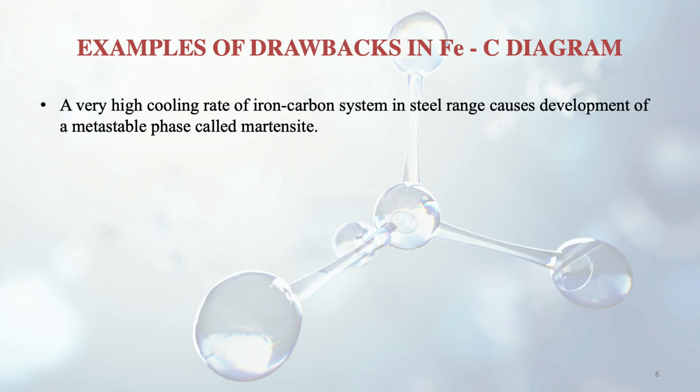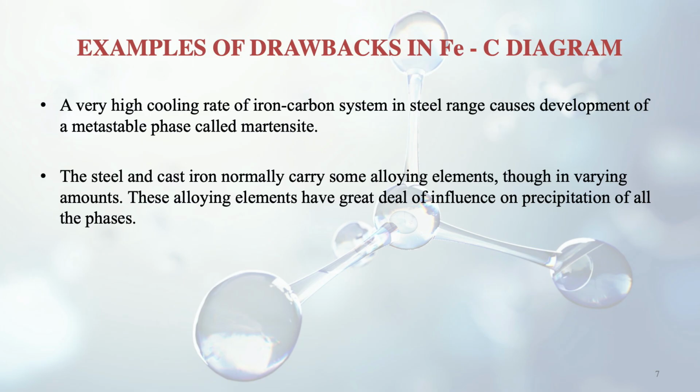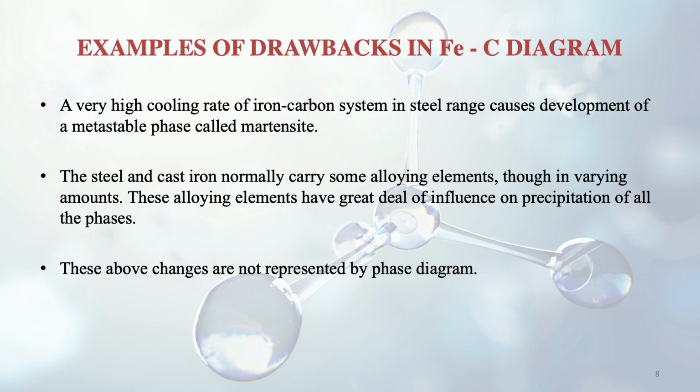Suppose there is a very high cooling rate of the iron carbon system in the steel range, then it causes development of a metastable phase called martensite. That martensite was not shown in the iron carbon phase diagram. So that was one drawback. The second is that steel and cast iron normally carry some alloying elements, though in very varying amounts. These alloying elements have a great deal of influence on the precipitation of all the phases. So these changes were not represented by the phase diagram.